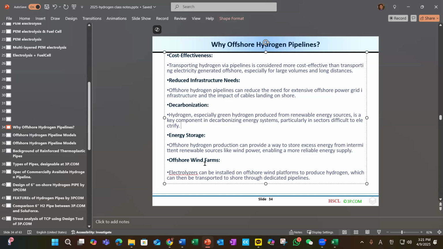And at an offshore wind farm, an electrolyzer can be installed. As we learned, the electrolyzer can be installed on offshore wind platforms to produce hydrogen, which can then be transferred to onshore through a dedicated pipeline. This is the offshore pipeline.